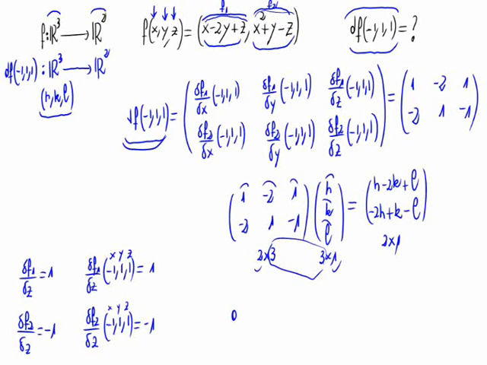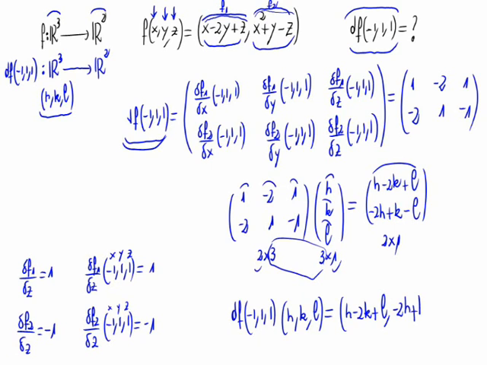So the differential from R cubed to R squared of f in minus 1, 1, 1 acting over an element h, k, l would be an element in R squared, which would be h minus 2k plus l and minus 2h plus k minus l.